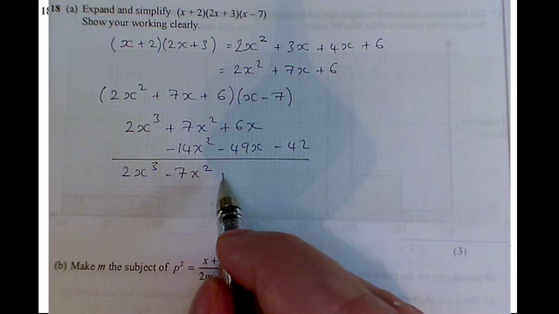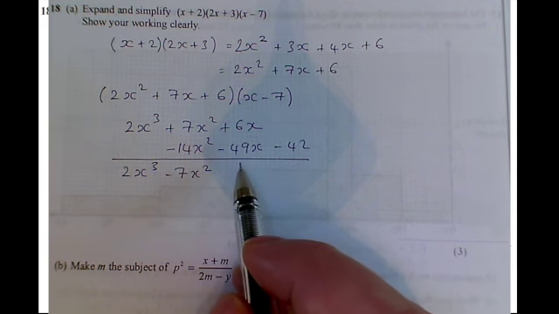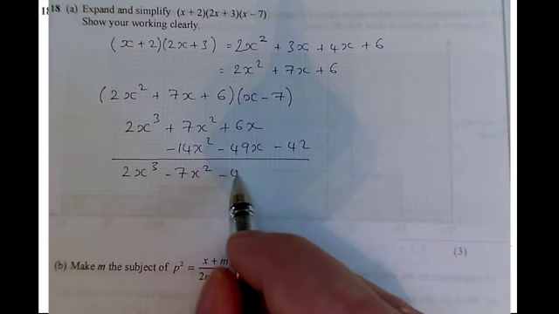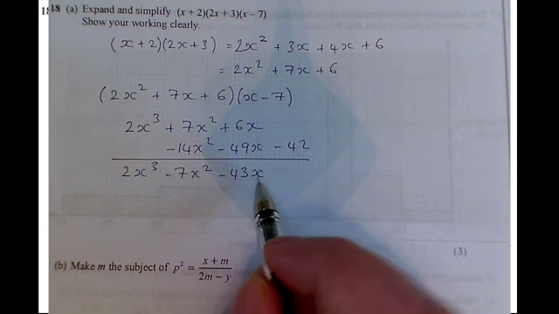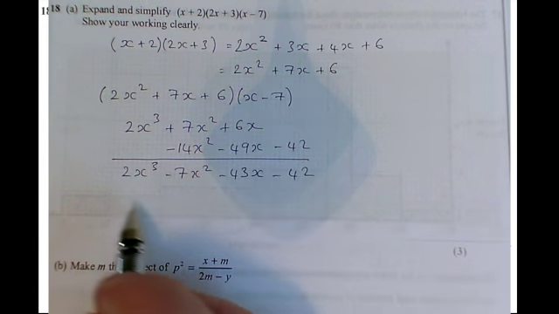What's that going to be? Minus 43x, I believe. Yeah, minus 49 plus 6 is minus 43x, minus 42. And that, I believe, is 3 marks.